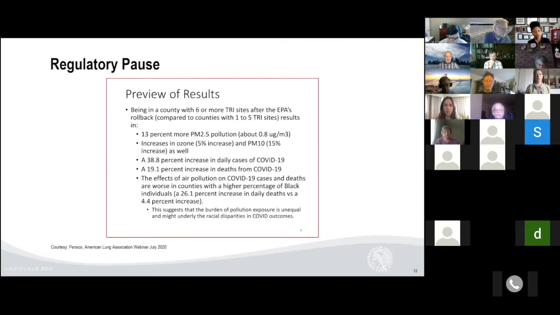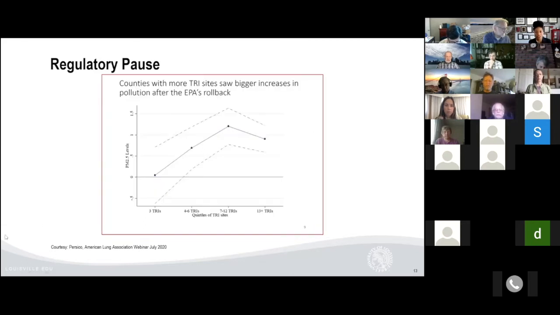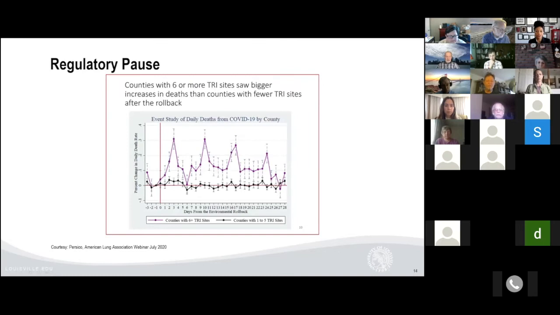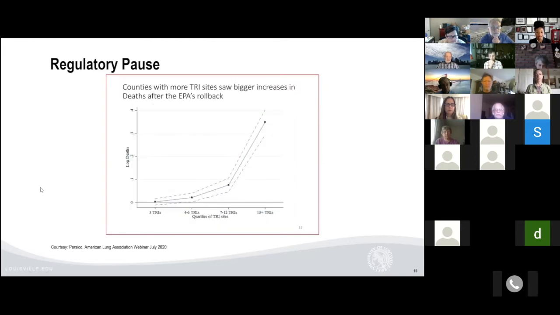that counties with higher toxic air releases may have higher COVID rates. So here's some of the data that they shared during that webinar. They looked at the toxic release inventory, which is provided by the EPA, and found that communities with more toxic release inventory sites had larger increases in pollution during the regulatory pause. They also found that counties that had more toxic release inventory sites had more COVID-19 deaths during the regulatory pause. So increased pollution and increased COVID-19 deaths during that time.